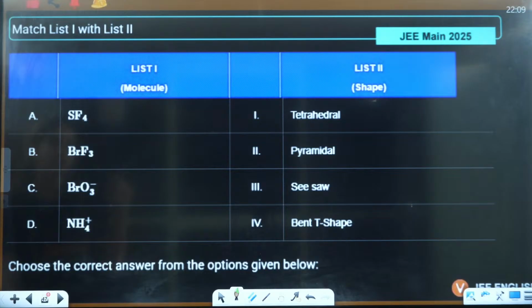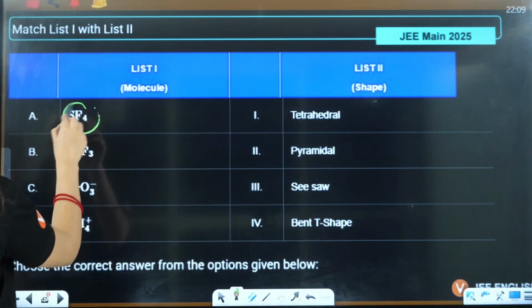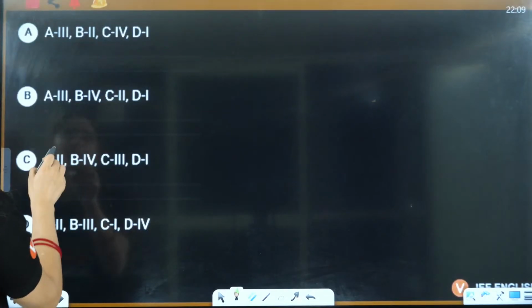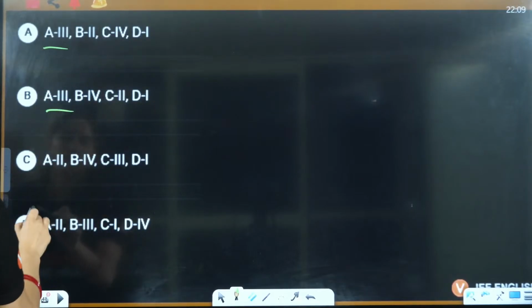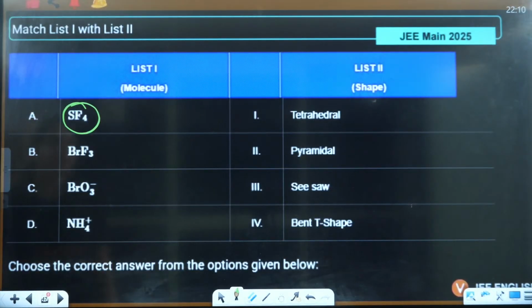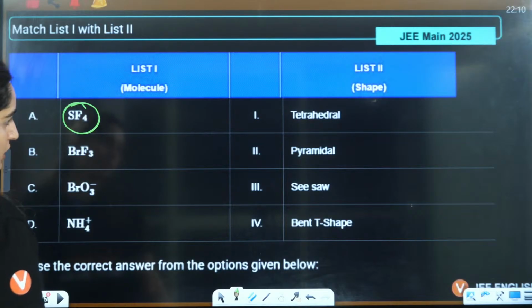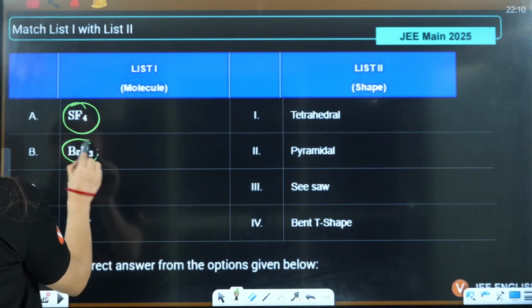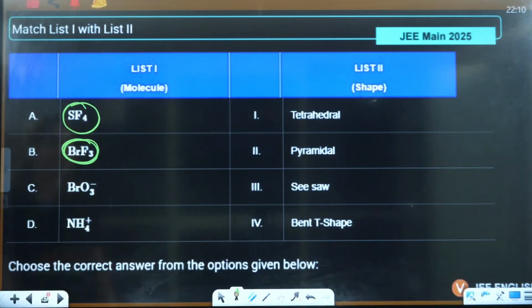Then answer it. So A, we know it is seesaw. So A is 3, A is 3, C and D is already eliminated. Now you need to tell me whether B will be 4 or 2. From there you can answer. BrF3, this also we know that this is square pyramidal. BrF3, it is BrF3, okay, it is not BrF5. That is going to be different.